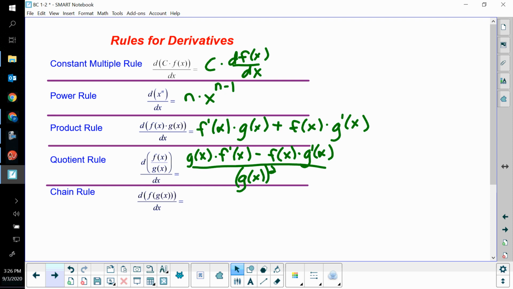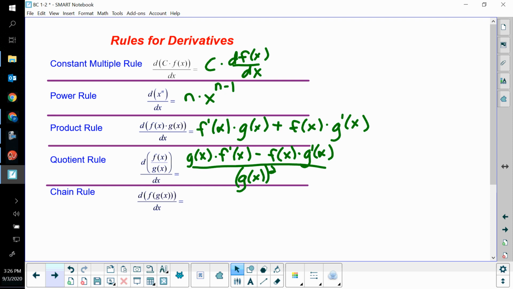Now, when I first teach that to kids, I teach them to remember low d high minus high d low all over low low, where d represents the derivative. So low means the regular bottom times d high, so derivative of the top, minus high, so the top, times d low, so derivative of the bottom, all over low low. Low d high minus high d low all over low low.